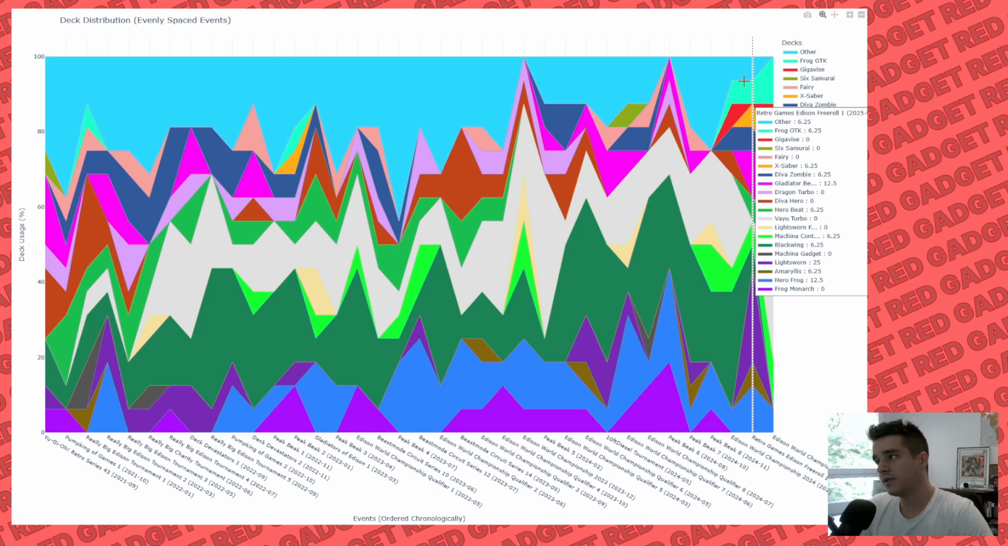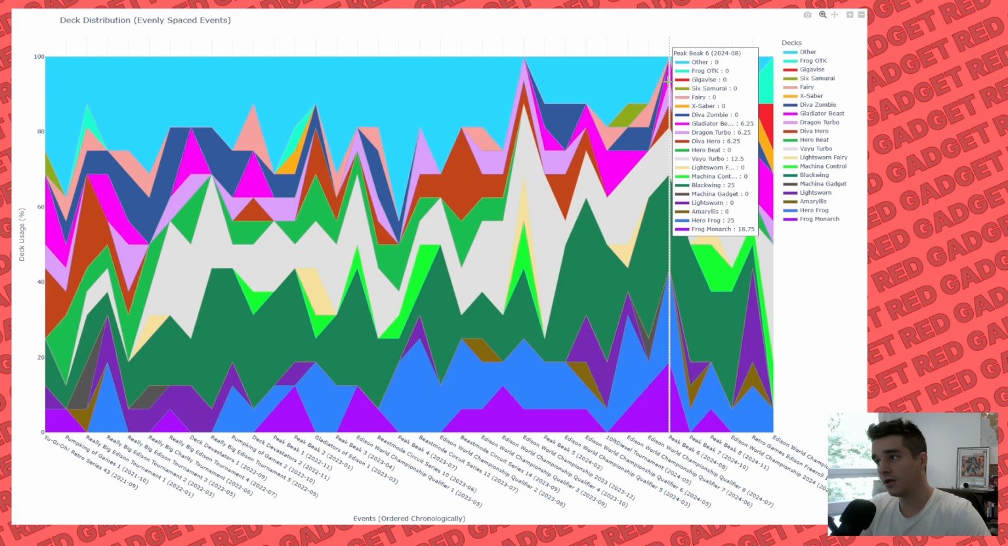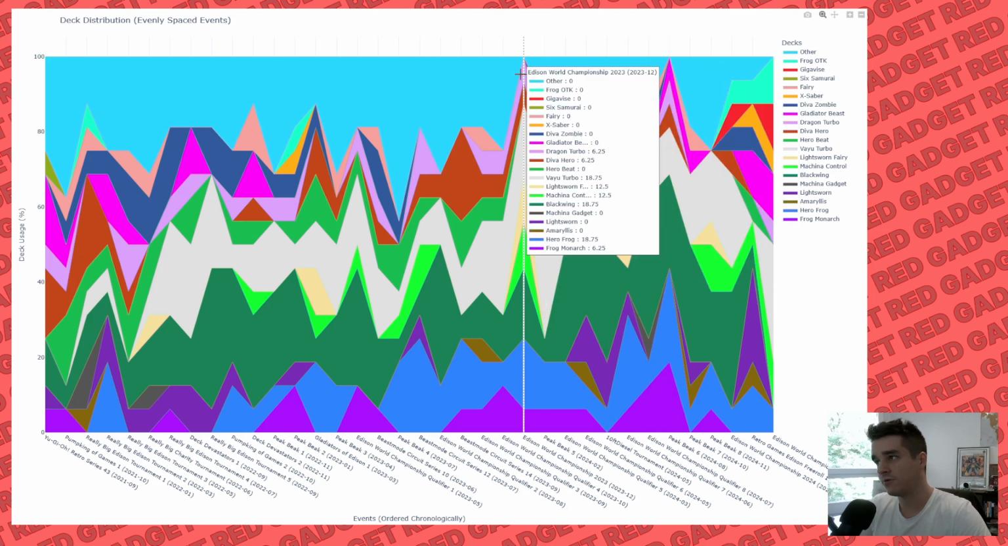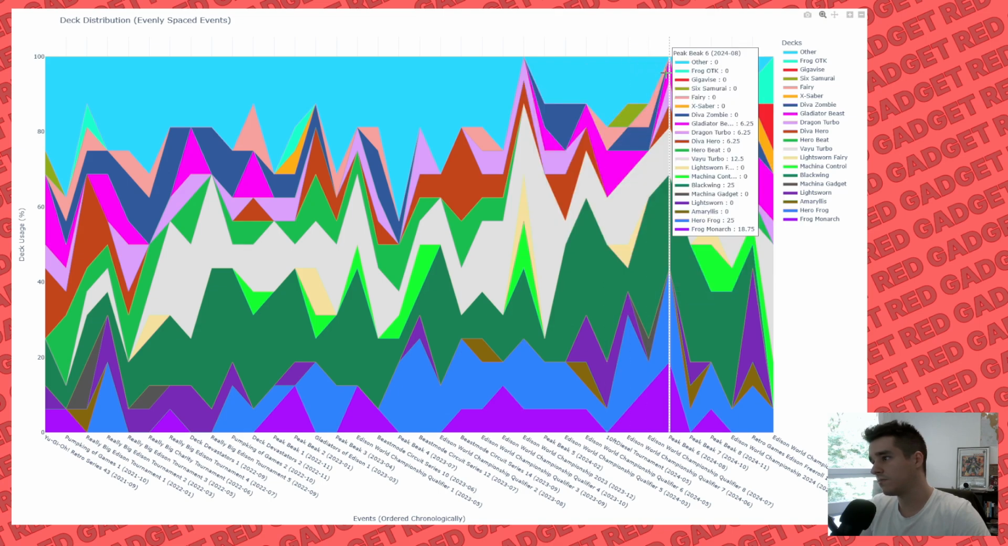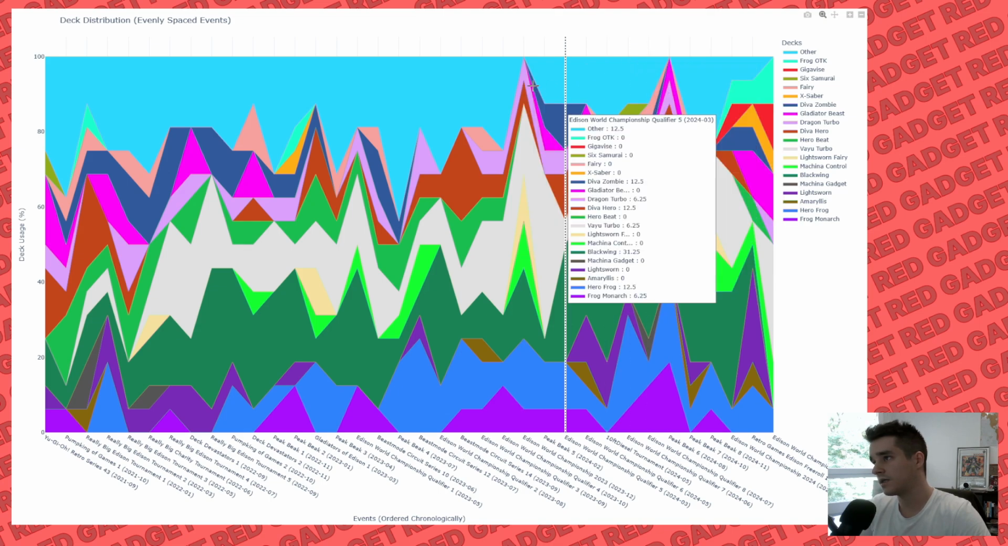But we can see towards the end, maybe 95, well, what is the other category? 6, right? So 94-ish percent is just meta. So it's just things but the other category. Here we have basically everything is meta in top 16. Here we see everything is meta in top 16. And this is actually the peak of the Beak 6.